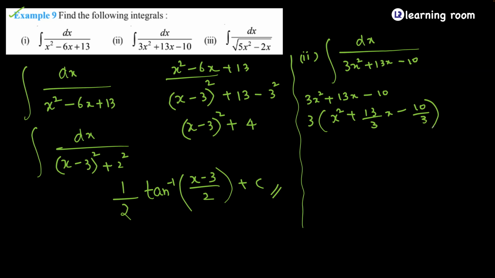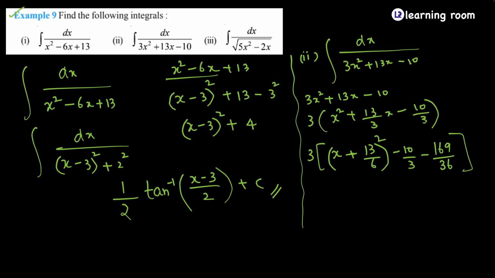Am I clear? So you have written the values in such a way they are in the decreasing order of powers of x. So 3 is outside, x plus half of 13 by 3 is 13 by 6, the whole square. So minus 10 by 3, write it as it is. So you need to subtract the extra term that you will get, that is minus 169 divided by 36. Is that point clear? Right?